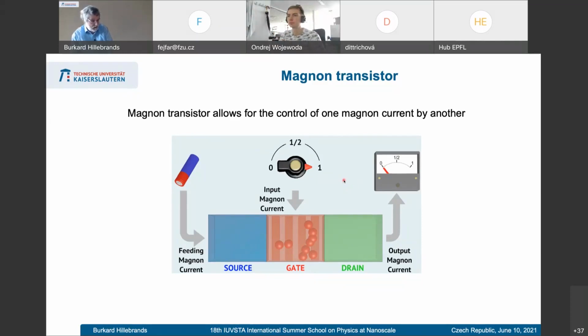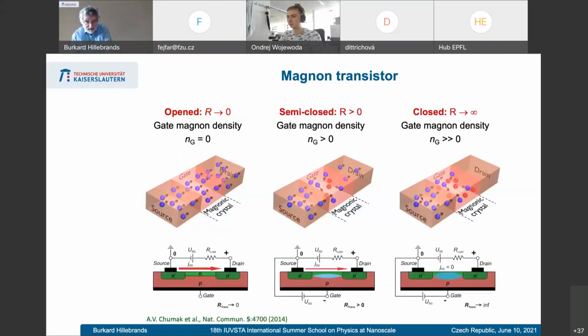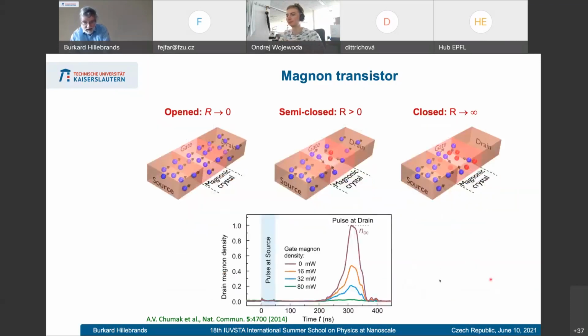With a small current through the base in a conventional transistor, you control a large current from the emitter to the collector. So that is the idea behind. Here you see it again. If there are no gate magnons, everything goes through. If there are a few gate magnons, that is just already narrowing, in the CMOS analog, the channel between the source and the drain because of the scattering here in our case. And if we now have many, many gate magnons, this corresponds to the field effect transistor where the channel is now closed.